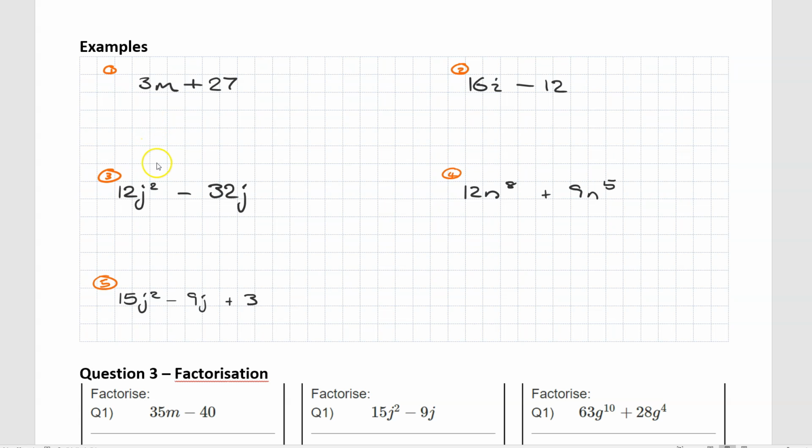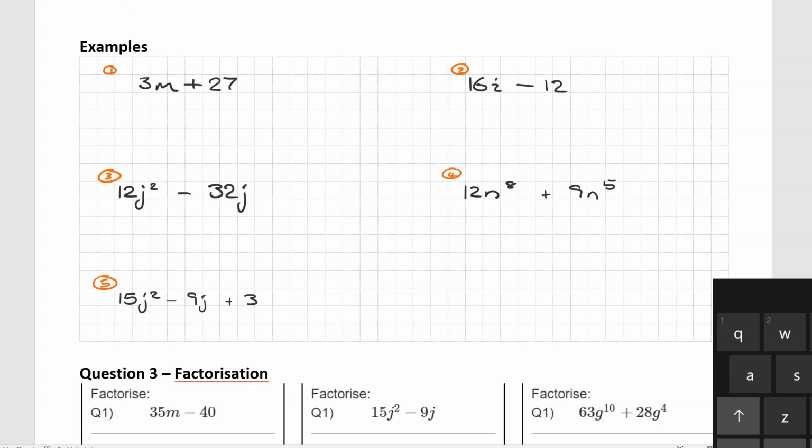Welcome back. In this video we're going to have a look at some basic techniques for factorization. Factorization is the process of taking an expression from its expanded form and moving it back into its factorized form, or its form with brackets. Now looking at example 1, we've got 3m plus 27.